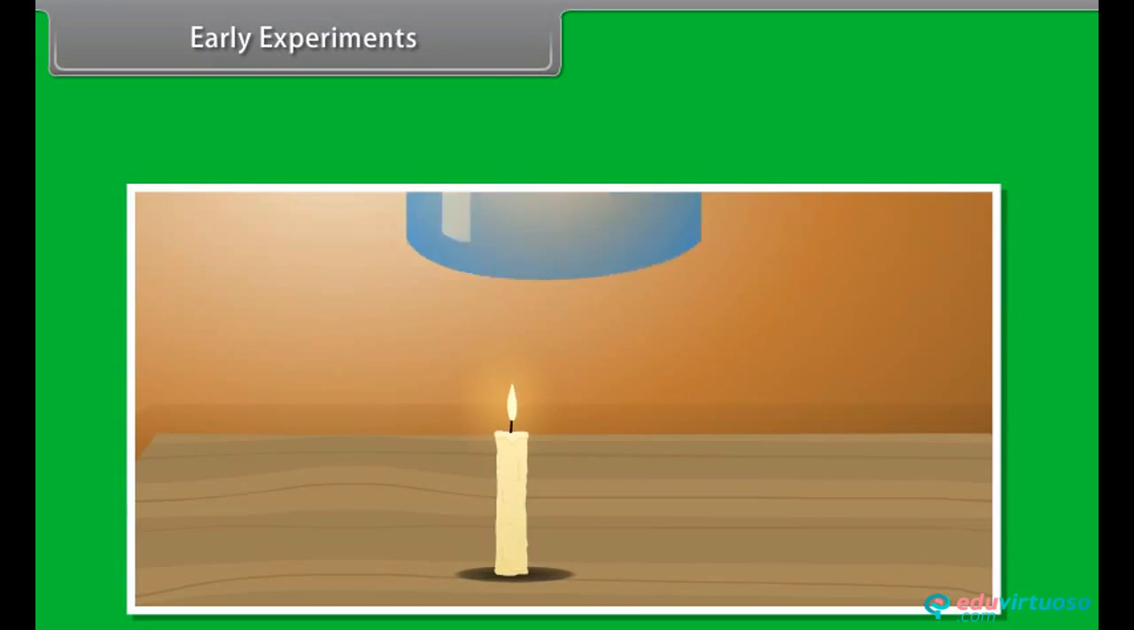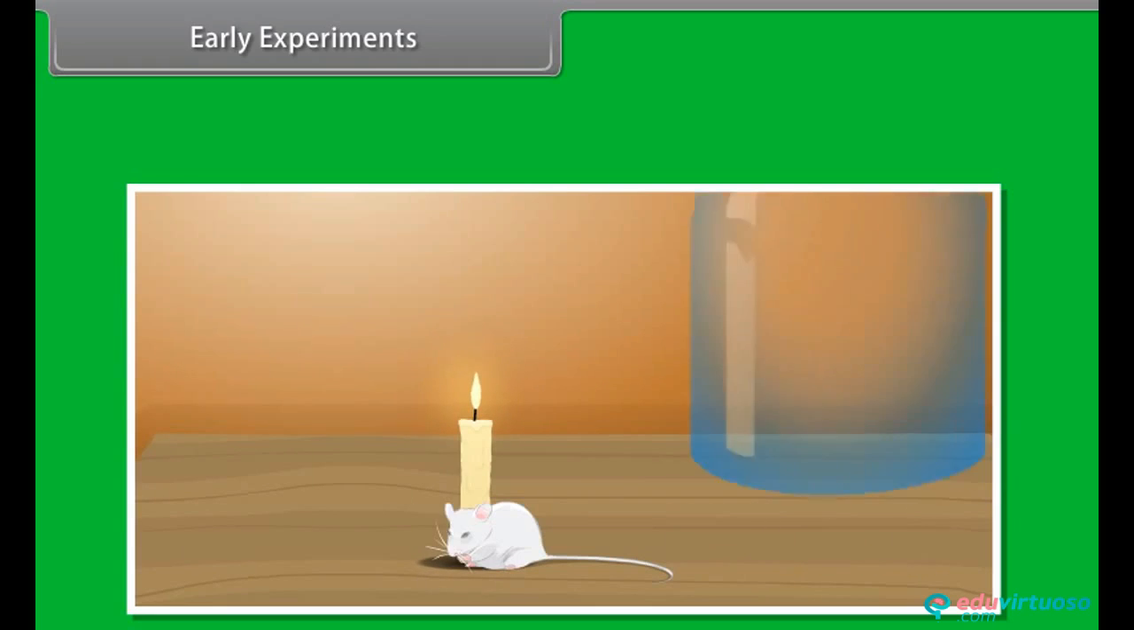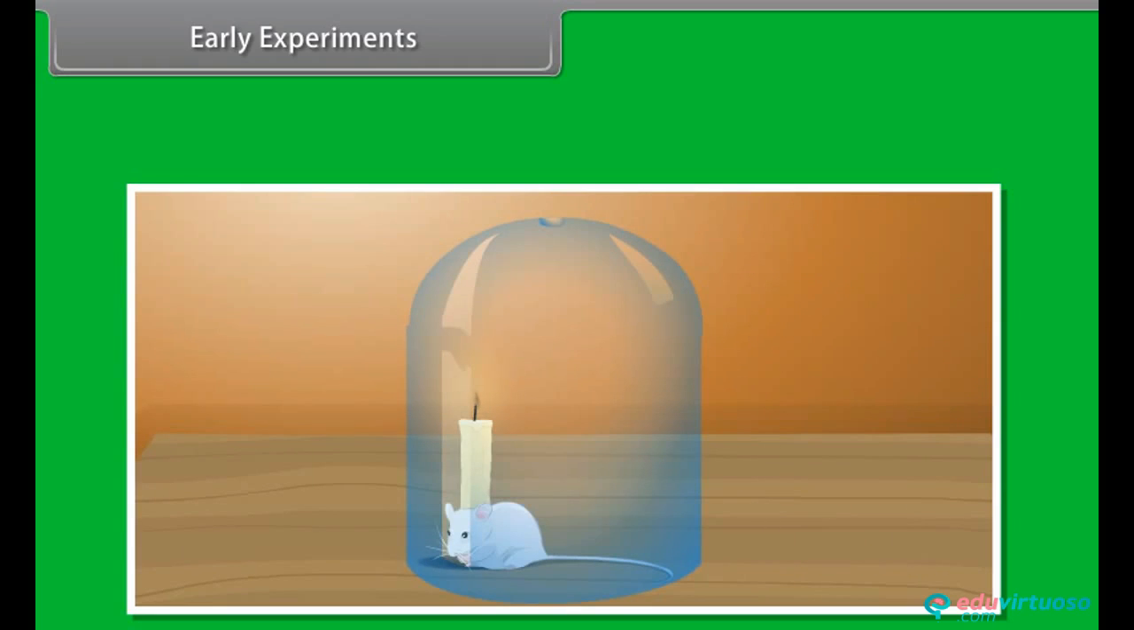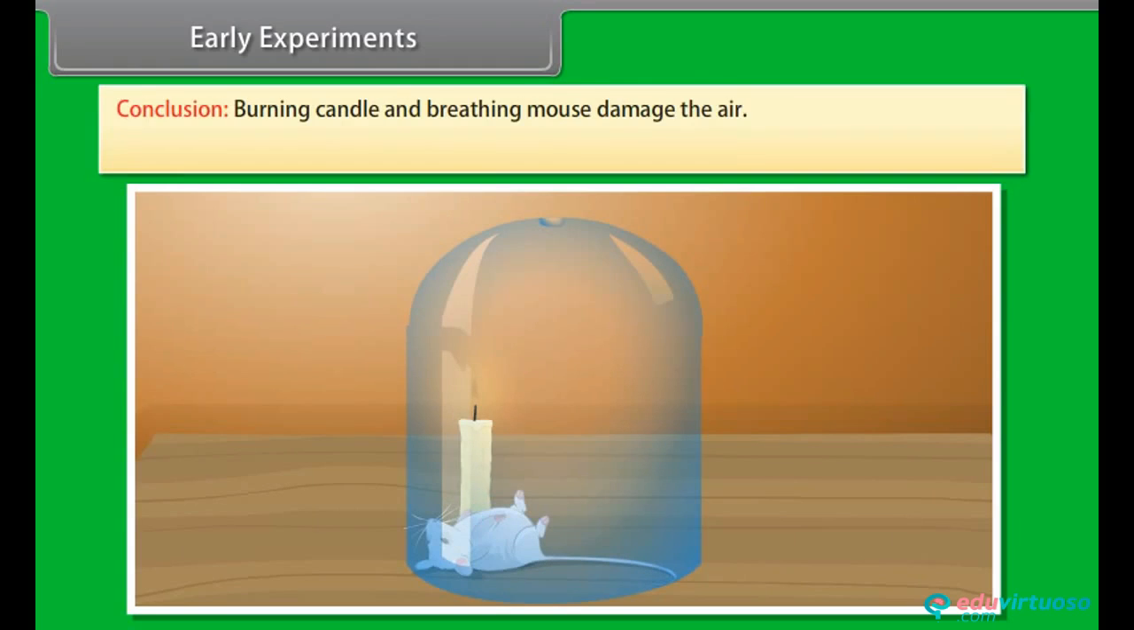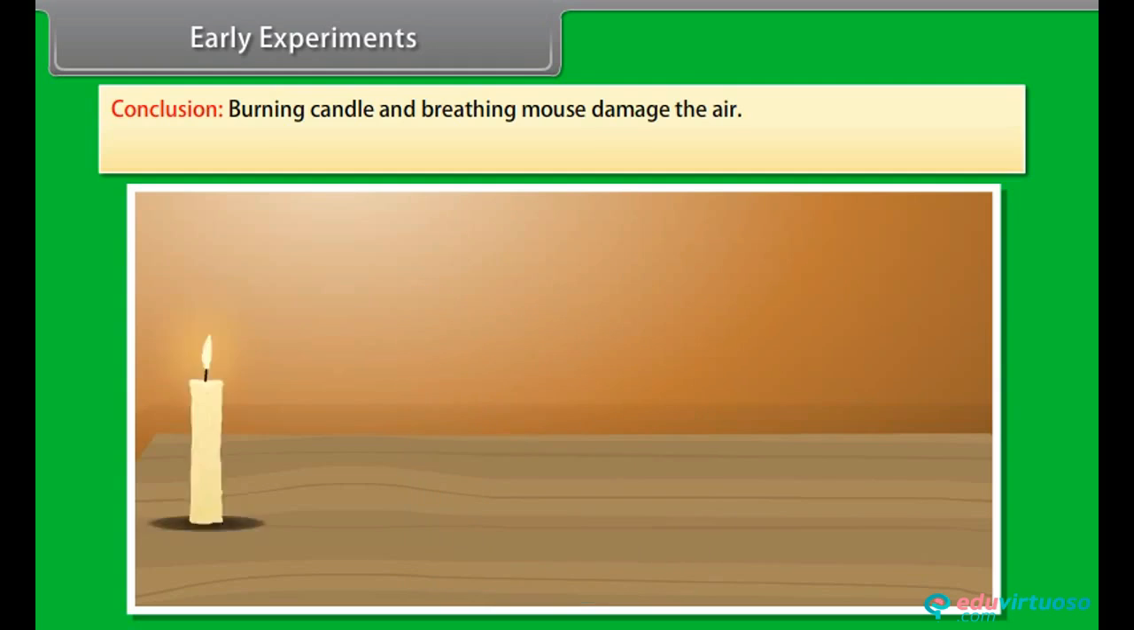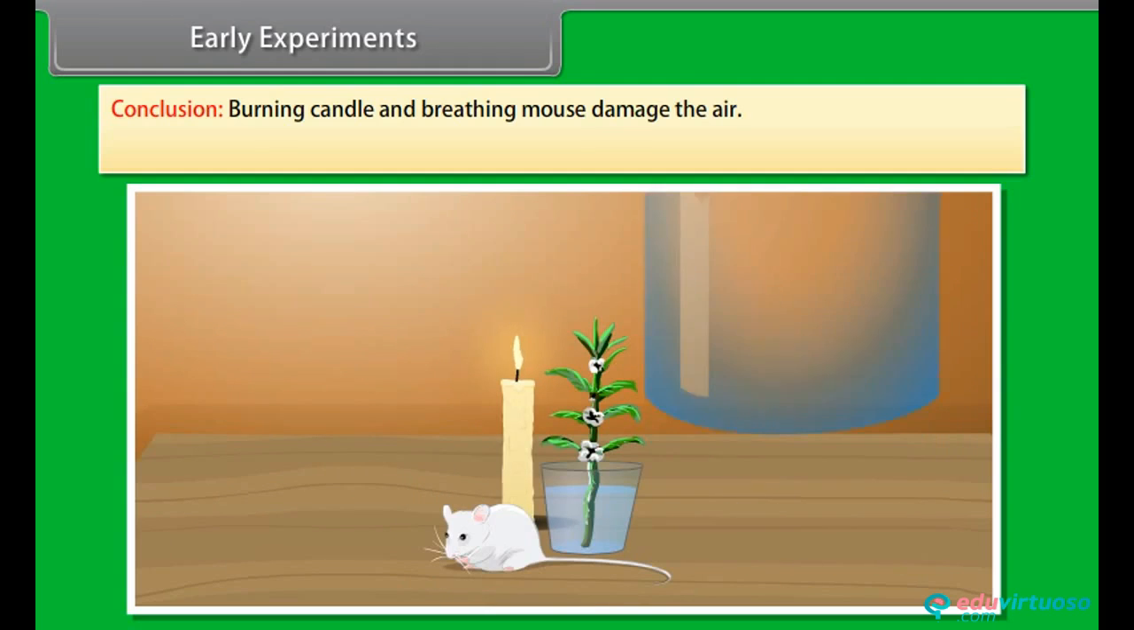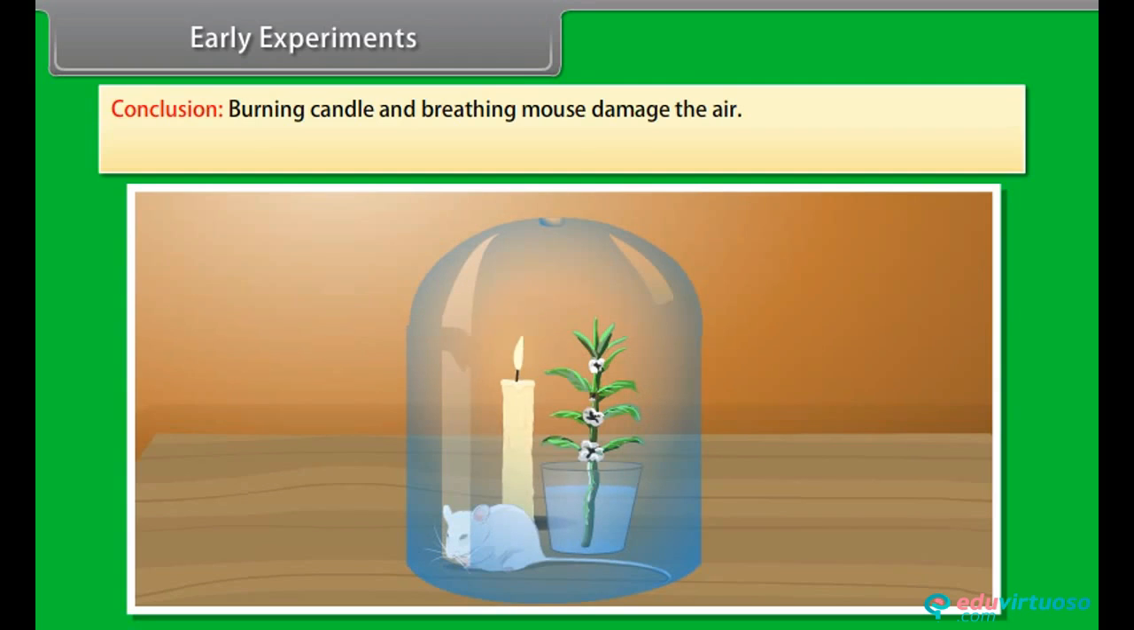Early experiments. Priestley experiment. First he placed a candle in a closed jar and it got extinguished. After that he placed a mouse in the bell jar and the mouse also got suffocated. He concluded that a burning candle and a breathing mouse damage the air. Now he placed a mint plant in the closed jar and it was observed that both the mouse and candle survived very well. He concluded that plants restore the air that was damaged by the candle and mouse.